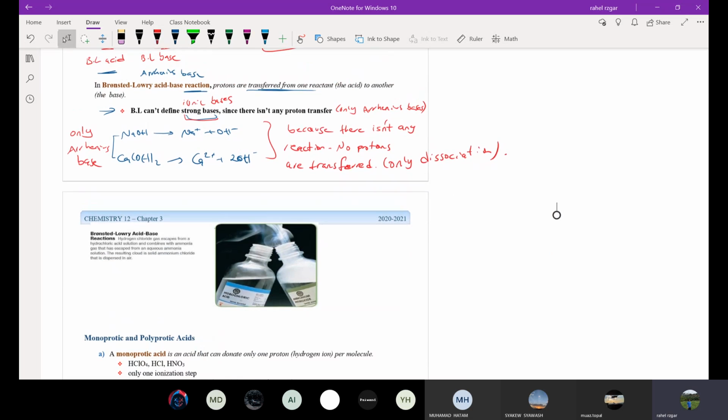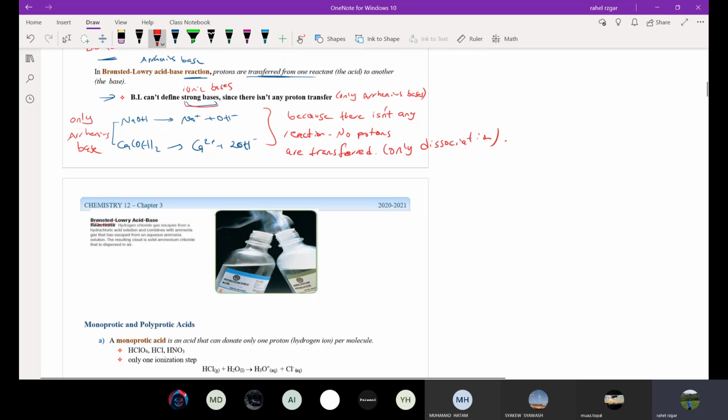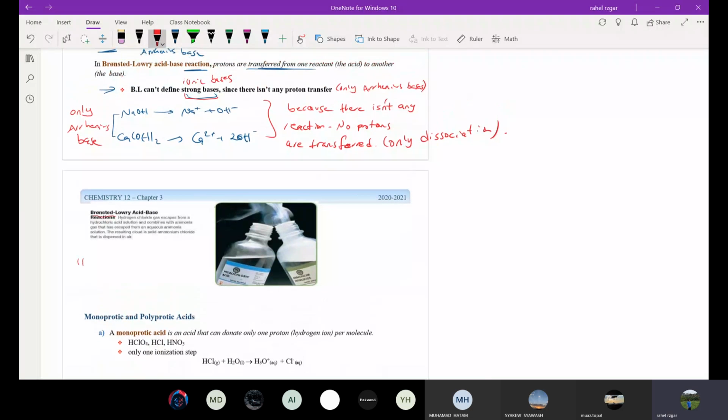This is an example of a problem for Bronsted Lowry. Bronsted Lowry doesn't care if it's in water or not. For example, if it's not in water, HCl and NH3 form a salt called NH4Cl. If it's not in water, this is an ionic compound, this is a salt, and this salt is solid. If they are not in water, these are gases actually.